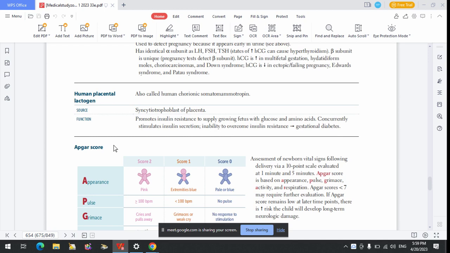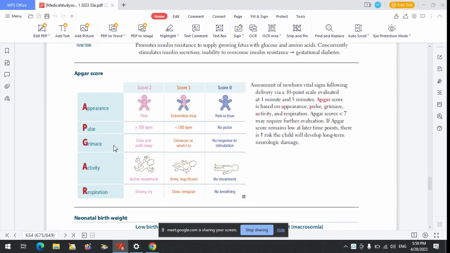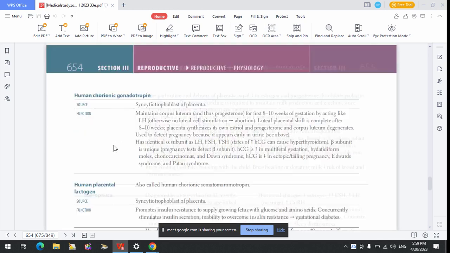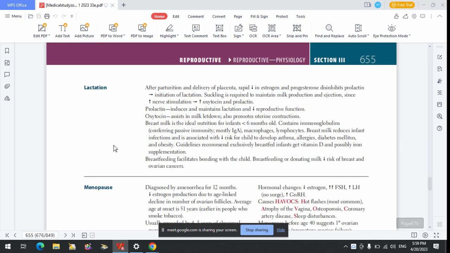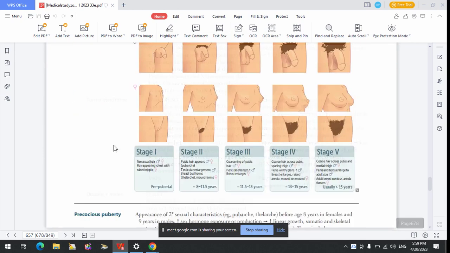So maybe I should just round up with the APGAR score. Then there's still a lot to cover. Still a lot. Okay.